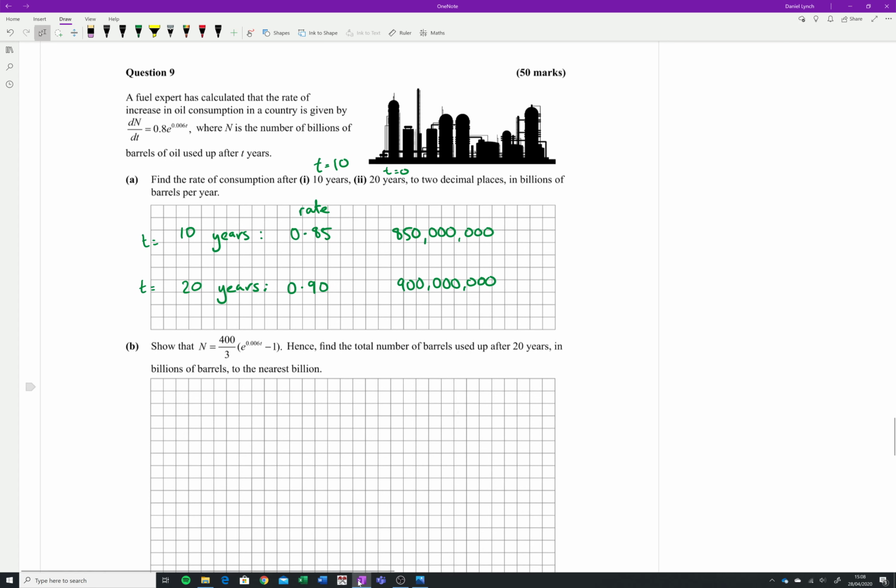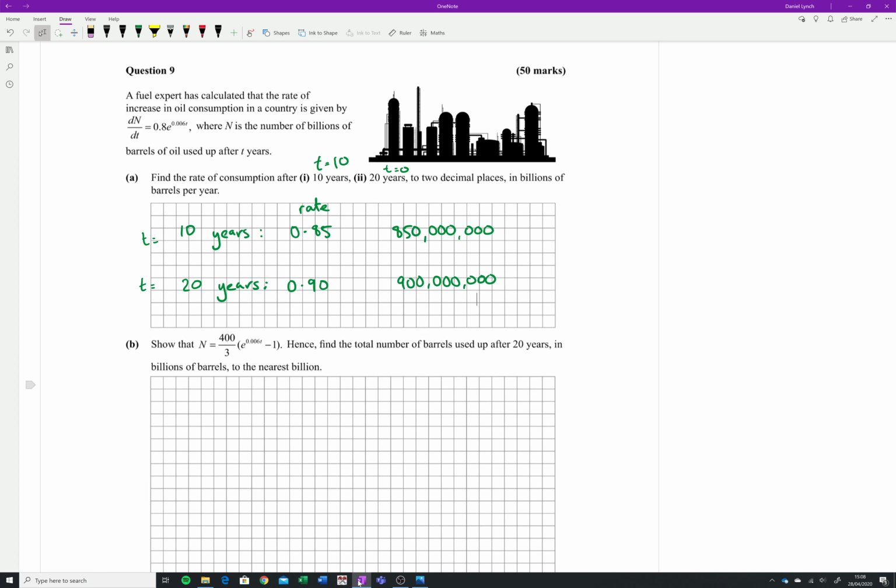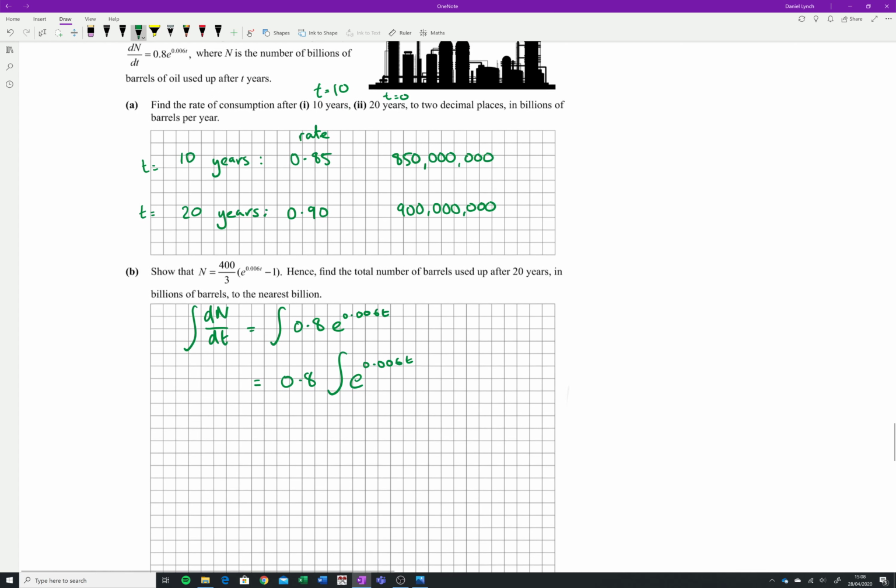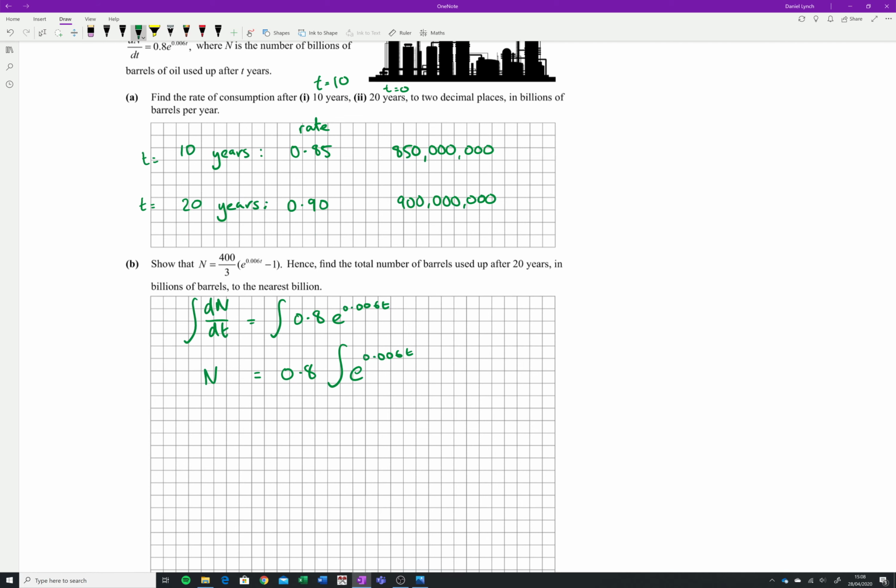Okay, show that N is that. We've already said if we have dN/dt and we want to get N, we're going to have to integrate it. So we're going to have to integrate 0.8 e to the 0.006t. So this is what N will be. We're going to have to actually integrate this thing here. So let's work out what this thing is.